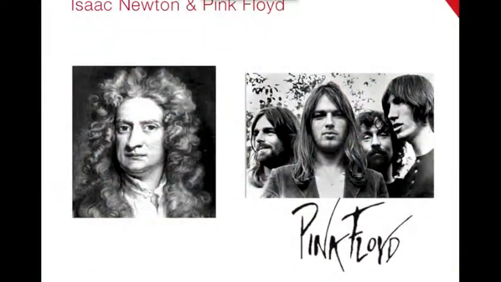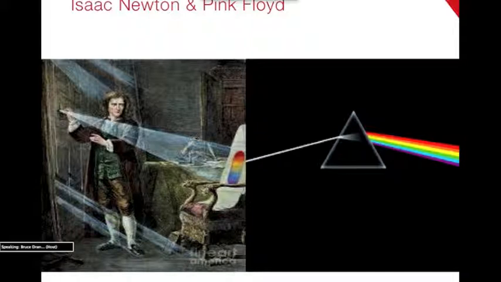So the biggest question is, other than some funky haircuts, what do Isaac Newton and Pink Floyd have in common? Well, Isaac Newton was the first person to understand the relationship between white light and the full spectrum. And Pink Floyd used this in their album cover in 1972. But this iconic image of the white light and the spectrum tells us something which we need to understand when we're appreciating colour.